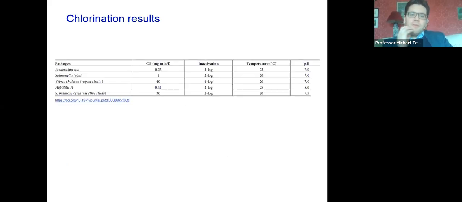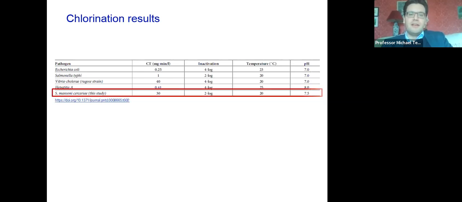And so we were then able to say, well, what is the CT value, the product of chlorine concentration and contact time, that you need to achieve, say, 2 log, 99% kill of the cercariae? And it turns out that it's about 30 milligram minutes per liter.